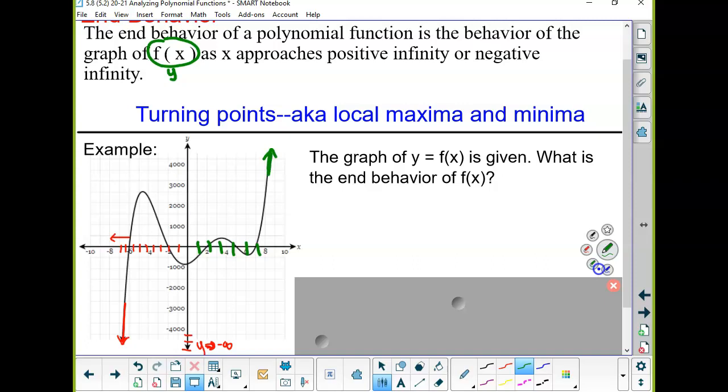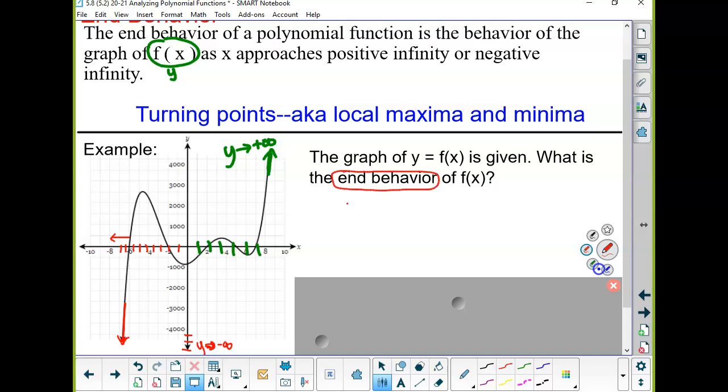Positive infinity, right? A lot of times you want to say up, which is physically accurate. You are going up, but mathematically, where are we going? We're going towards positive infinity. So that's what the graph tells me, but how do I write that so a person reading it can understand it? So here's how we're going to do it.